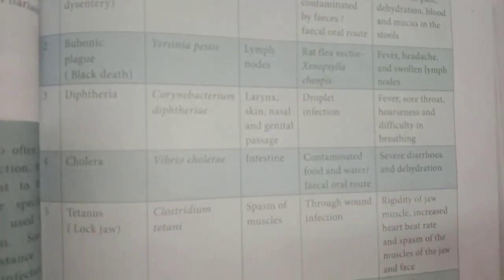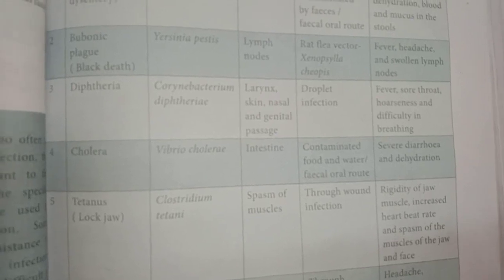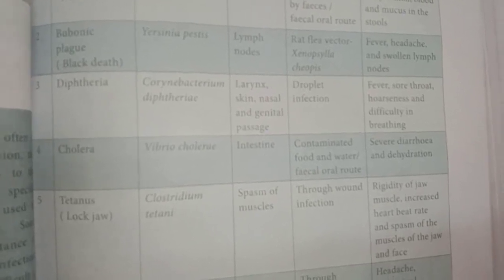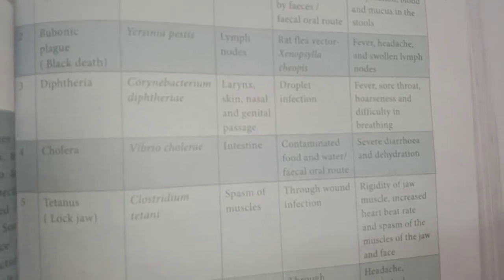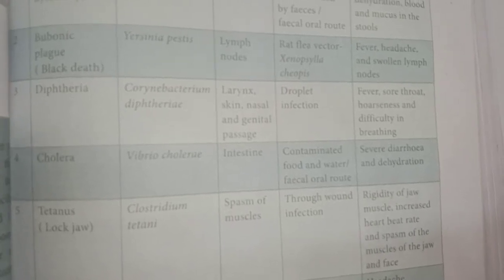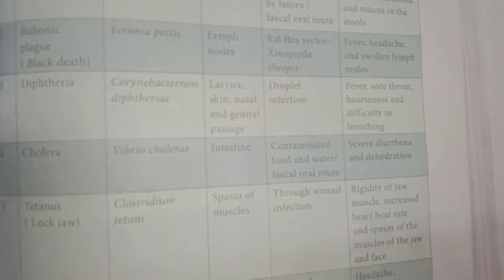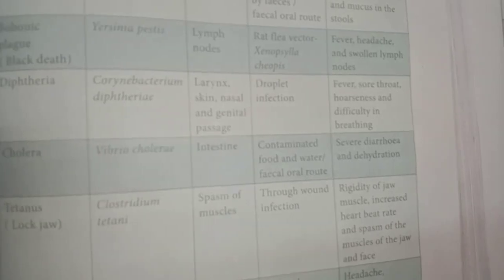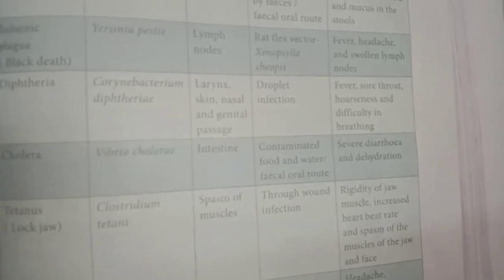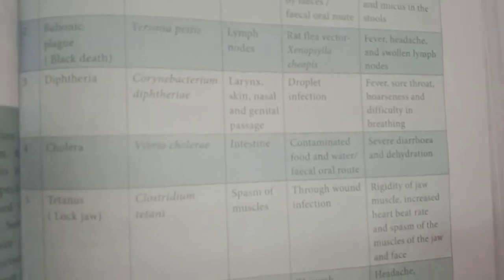Then the fourth disease is cholera. Causative organism, Vibrio cholerae. This disease affects our intestine, and the transmission is by contaminated food and water or fecal oral route. Symptoms are severe diarrhea and dehydration.